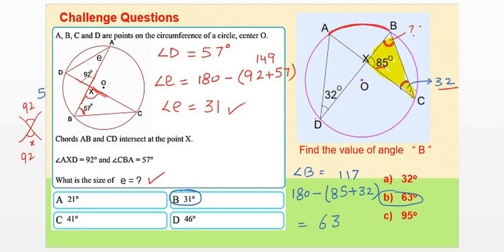Now I will add 85 and 32 and subtract it from 180 to get the third angle of the triangle. So it will be 63. So B option is the correct option. That's all for this exercise. Hope you understand it.